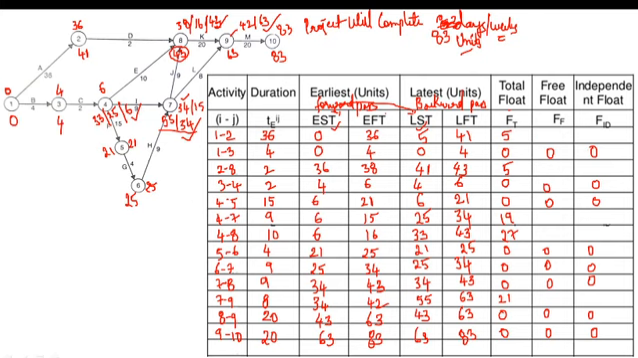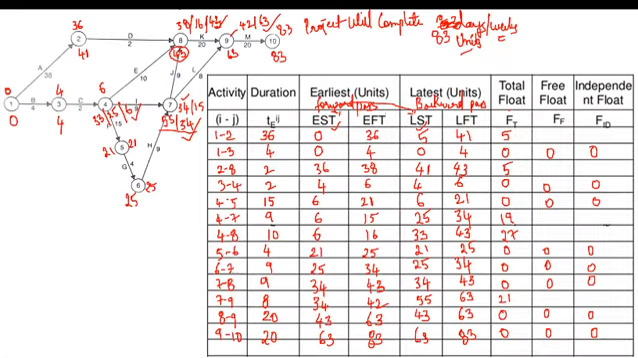Now, how to calculate free float? What was the formula for free float? Let us see it in the next slide. The formula for free float is: free float equals EST of successor activity minus EFT of present activity. This is the formula for free float.